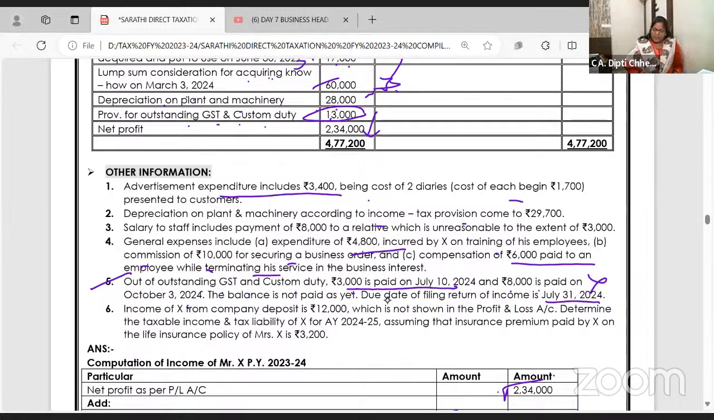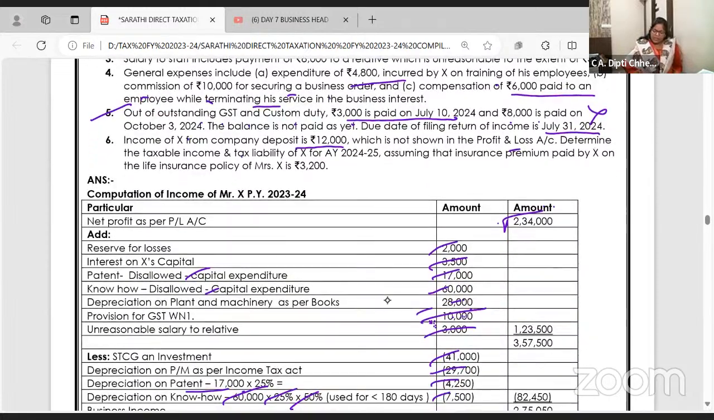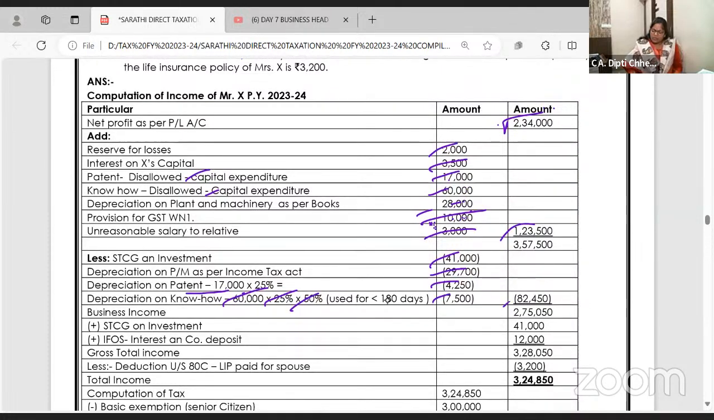And the last one, income for X from company deposit is 12,000. It is not shown in the P&L account. So 12,000, obviously, if it is interest on company deposit, it has to be taxable in income from other sources. So just net profit, add all this, less all this, you will get business income. And then short-term capital gain and interest, add them all to get gross total income.